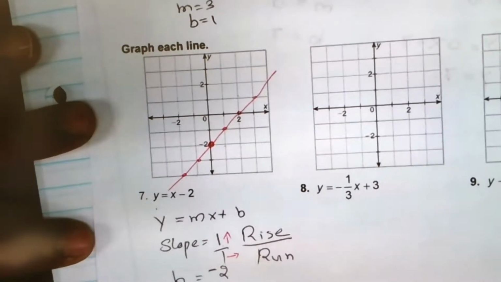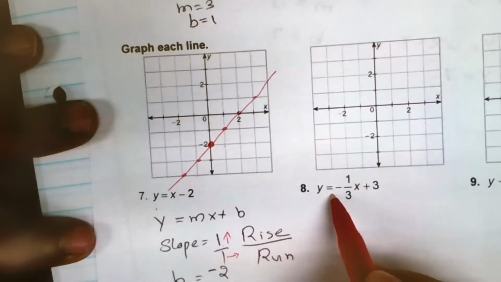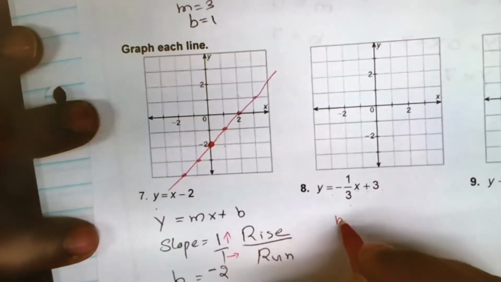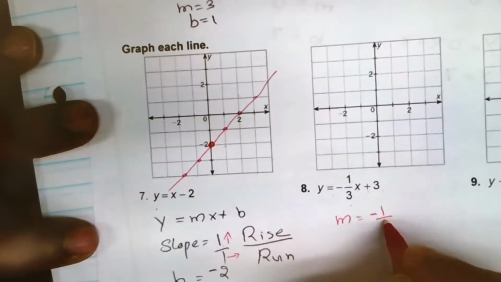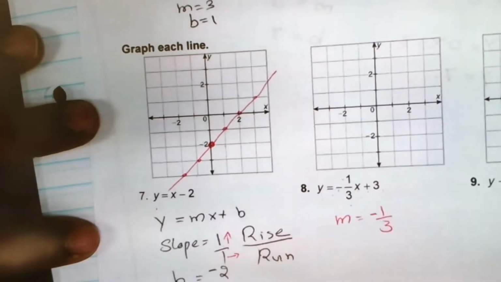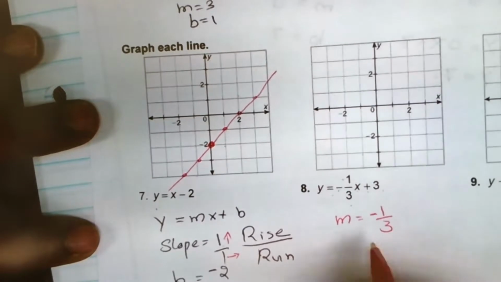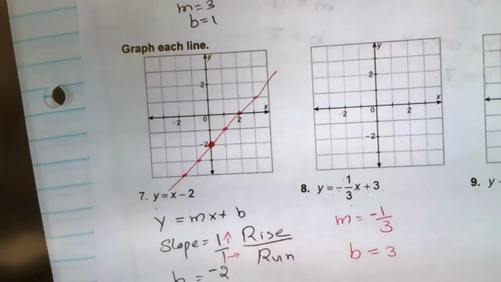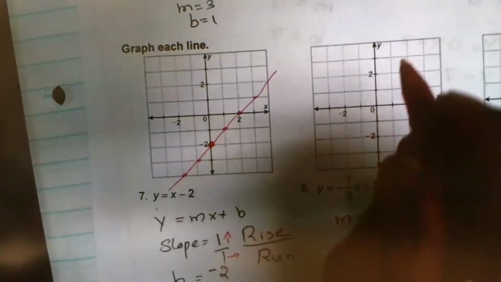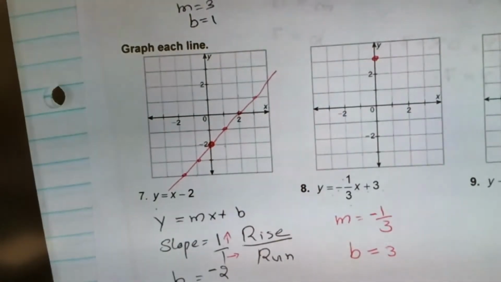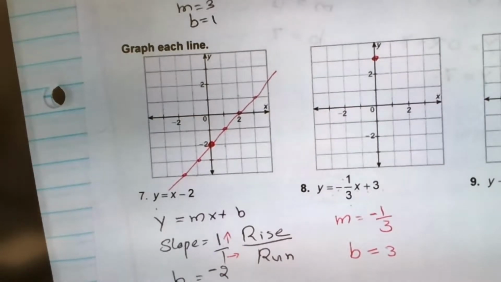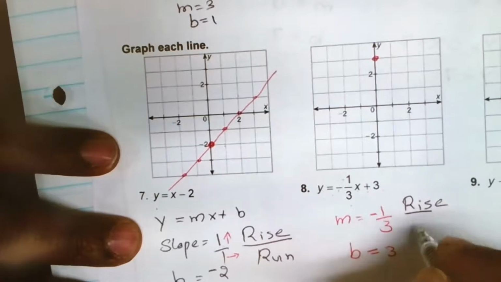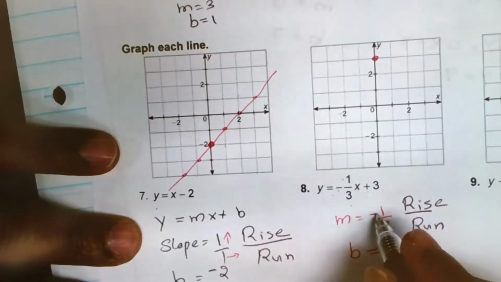So here I have y equals negative 1 over 3x plus 3. My slope is negative 1 over 3. Keep the negative sign with the numerator, and the y-intercept b is 3. So my starting point, the y-intercept, is 3. So I plot the point 3 on the y-axis. My slope is negative 1 over 3, so my rise over run is negative 1 over 3.